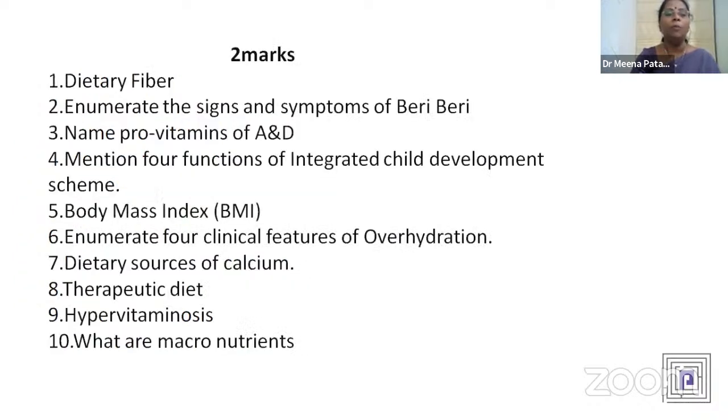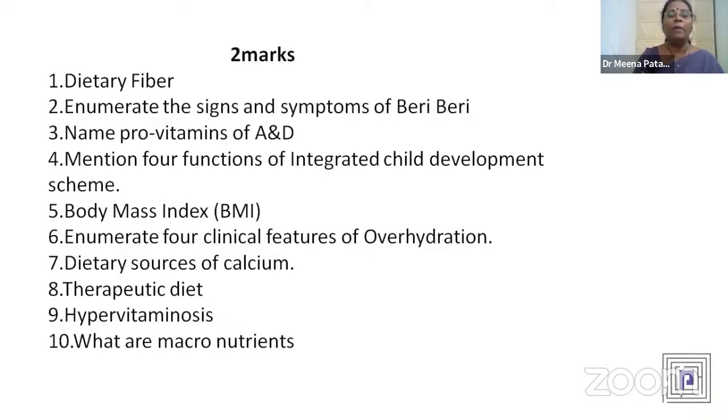Then 2 marks, more or less, you need to tell about what is dietary fiber, define it, what are the types of dietary fiber, and then what is the role of dietary fiber. Enough. That is for 2 marks. Similarly, enumerate the signs and symptoms of beriberi. So define what is beriberi and why it is caused, with the causes of beriberi, what B vitamin deficiency causes beriberi, and then what are the signs and symptoms. That's enough. Then name provitamins of vitamin A and D.